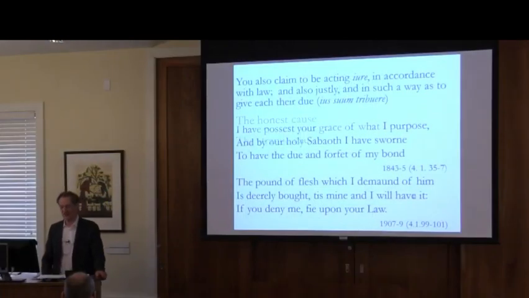So how should Shylock's cause be classified? Well, you remember there are only three possibilities, and here is Portia in her first words.